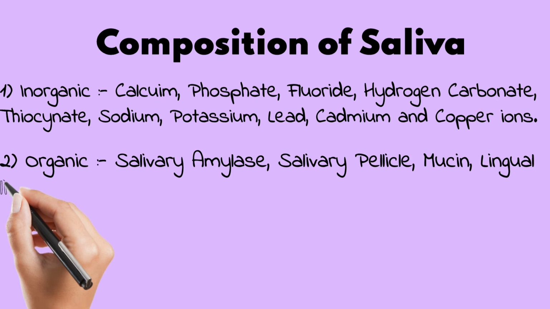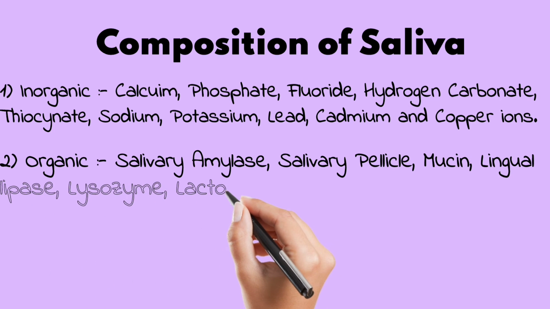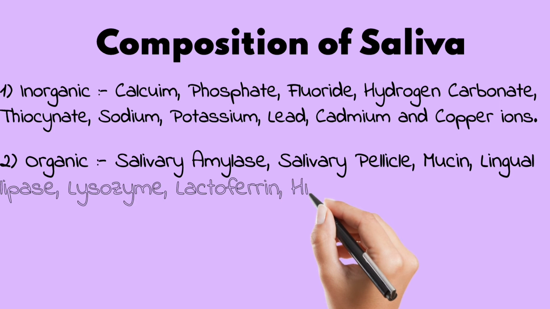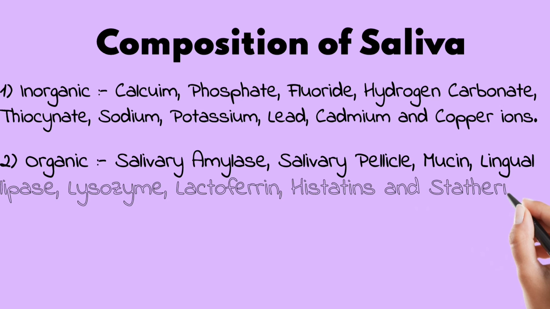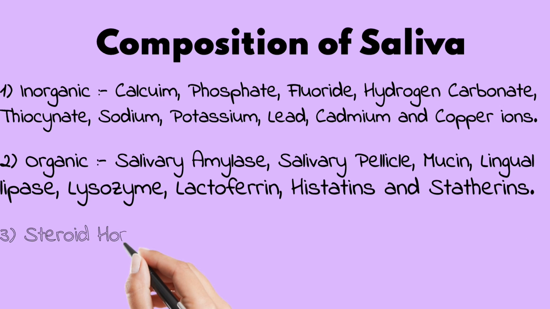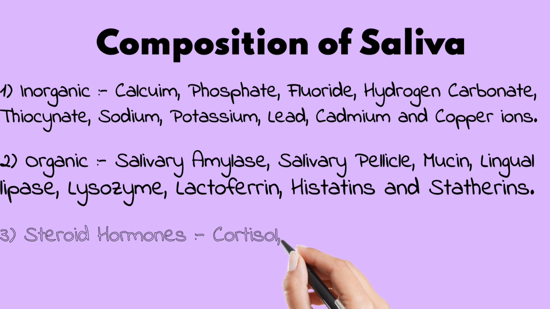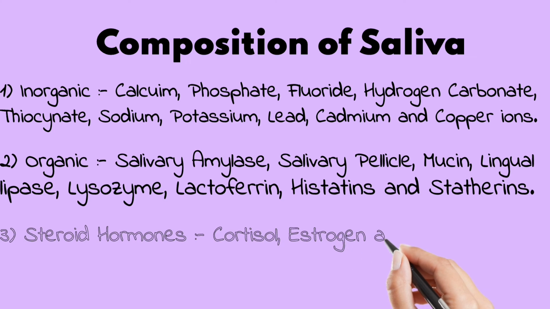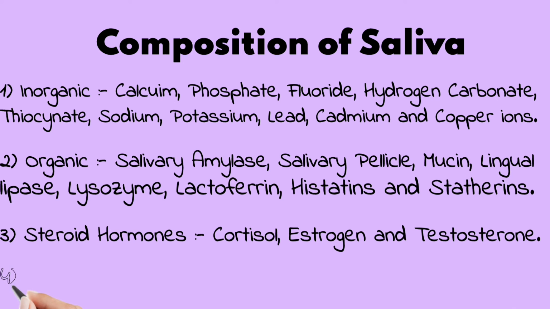The organic substances present in the saliva are mainly salivary amylase, which is a starch digesting enzyme, majorly present at about 50%. There is also salivary pellicle, 40 to 45%. There are mucins, and the lingual lipase, which is secreted from the von Ebner's gland, and antibacterial enzymes like lysozyme, lactoferrins, and antifungal substances like histatins. Also, immunoglobulins like IgA, IgM, IgG are present.